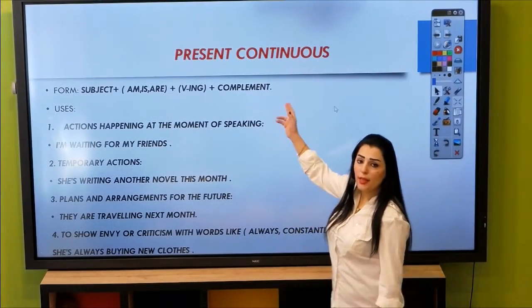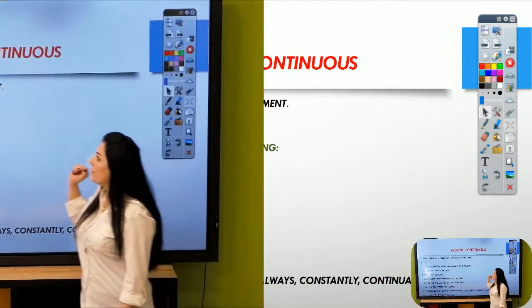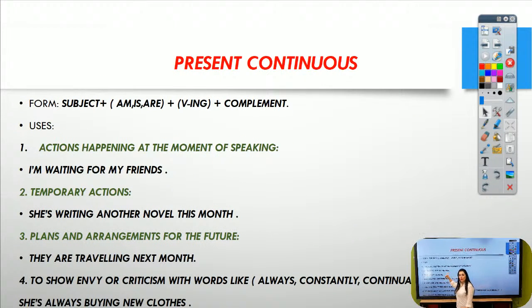Now we will move to the second tense, which is the present progressive or present continuous. Okay, it has too many names, so you can call it present progressive or present continuous. We'll start with its form. Sure, we will start with a subject. Then is, am, are, which are verbs to be, plus verb ing. So always after the verb to be comes a verb plus ing and complement or rest of the sentence.